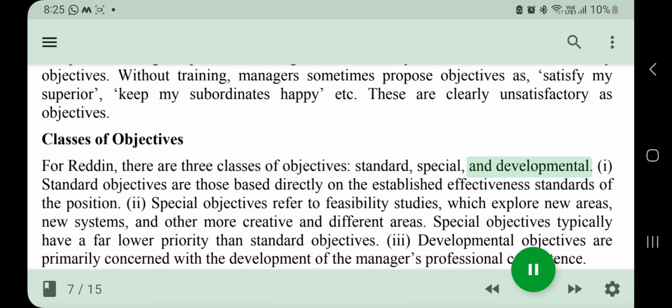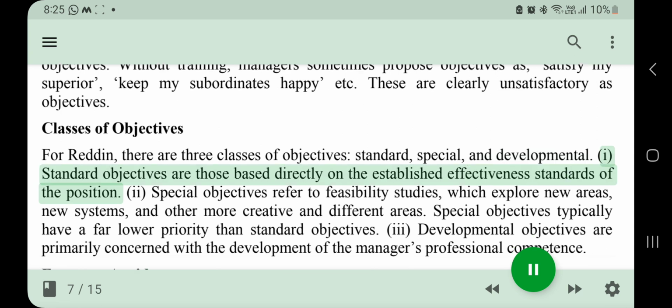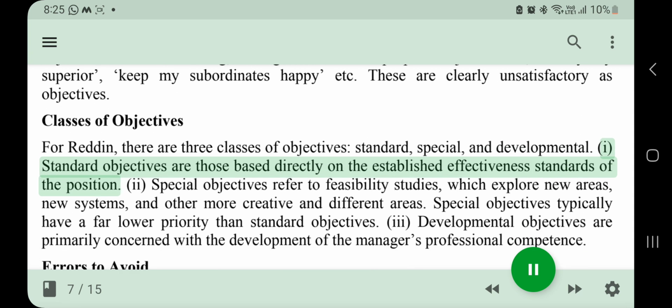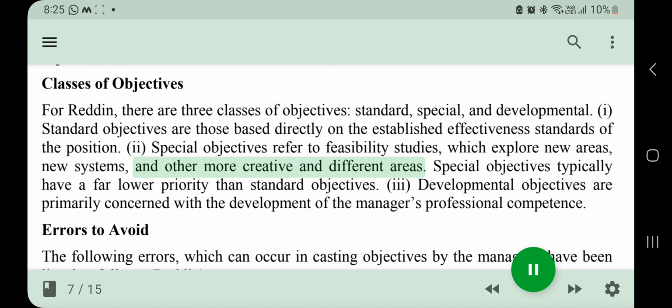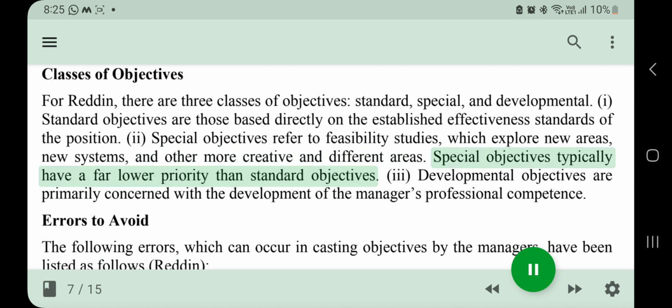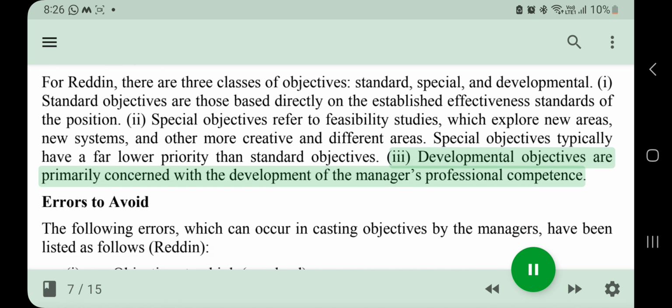standard, special, and developmental. I. Standard objectives are those based directly on the established effectiveness standards of the position. II. Special objectives refer to feasibility studies, which explore new areas, new systems, and other more creative and different areas. Special objectives typically have a far lower priority than standard objectives. III. Developmental objectives are primarily concerned with the development of the manager's professional competence.